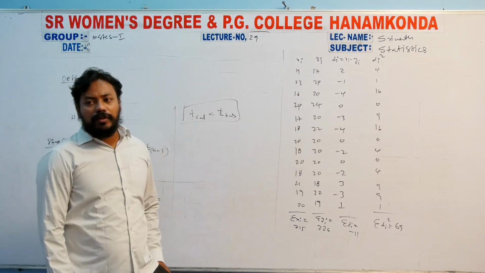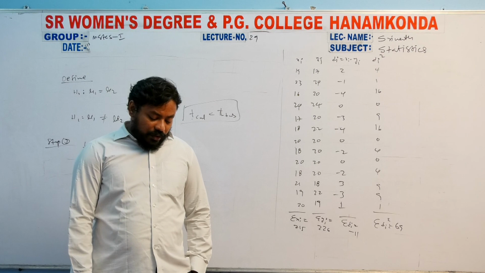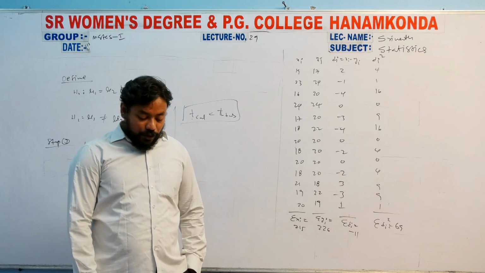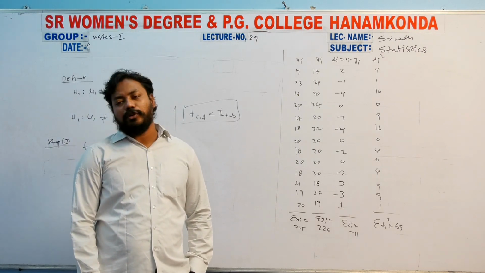So the conclusion: t calculated is less than t table value. Then we accept the null hypothesis H naught.